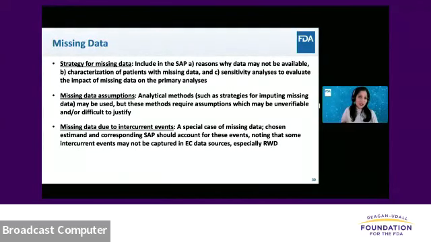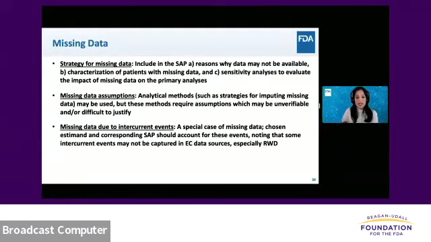A key component of any statistical analysis plan would be a plan for the missing data. A strategy for missing data in the SAP may include reasons why data are not available, characteristics of the patients with missing data, in particular as we compare them to those patients who do not have missing data, and sensitivity analyses to evaluate the impact of the missing data on the primary analysis. When we consider why data are missing, we may be able to identify analytic methods for those types of missing data, but all of these methods generally require pretty strong assumptions, and these may be unverifiable or difficult to justify, in addition to the other types of analytic methods that require assumptions for externally controlled trials. So layering all of these assumptions may make it extremely difficult.